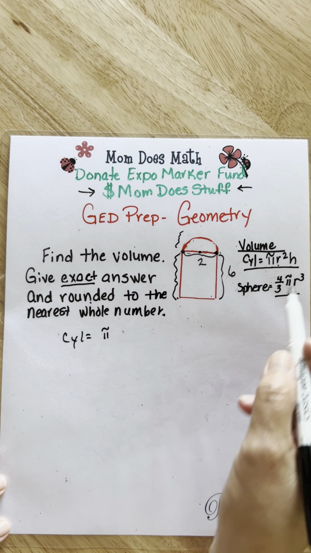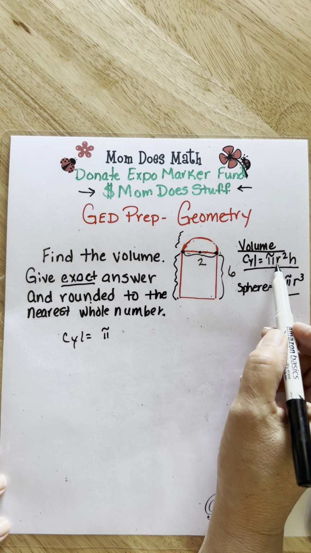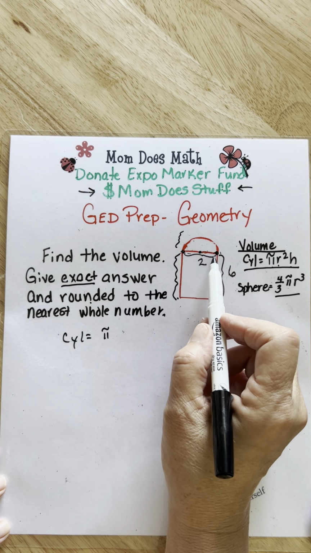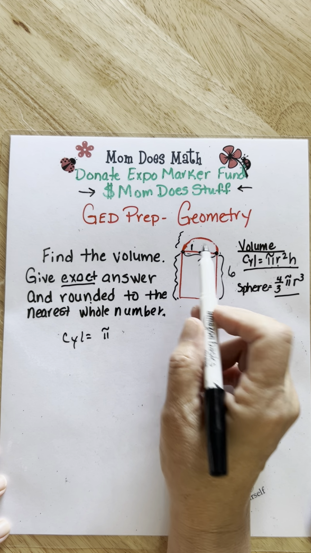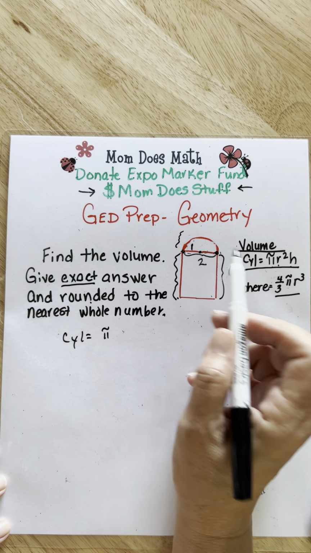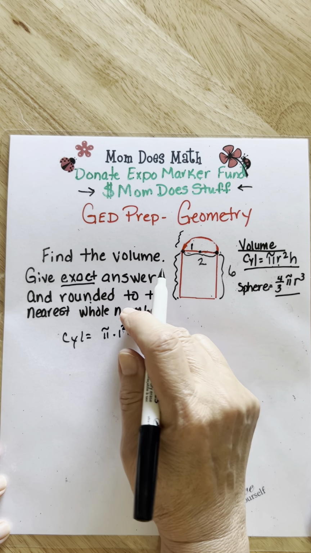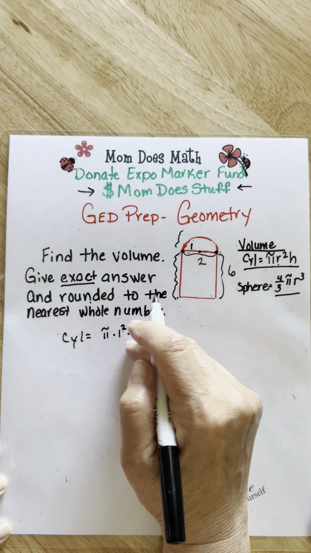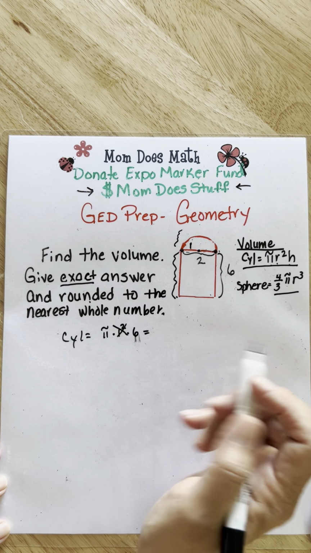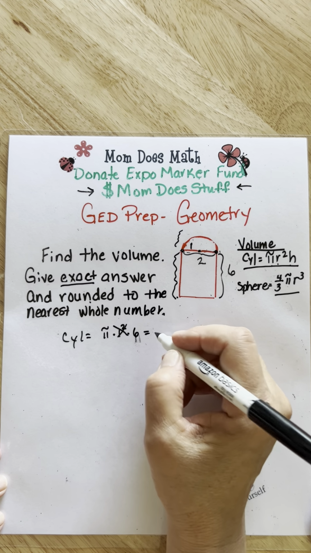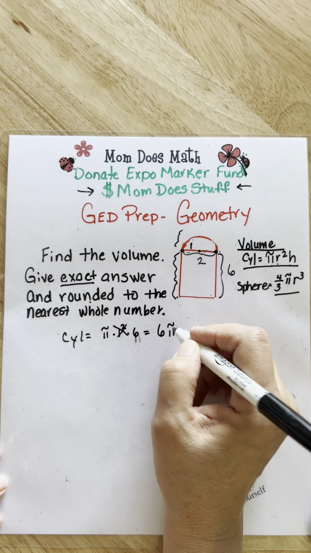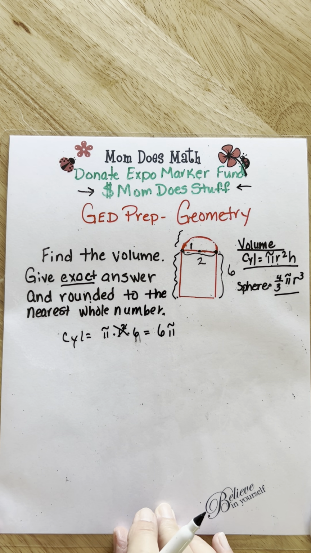So first, let's get the exact answer. All right, your radius squared. Well, they give us the diameter. Your radius is half of that, so it's going to be 1. So now I have pi times 1 squared times, and your height is 6. All right, 1 squared is just 1. And when you multiply 1 times 6, you get 6. So the volume of the cylinder is 6 pi.